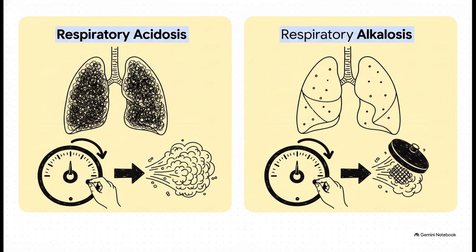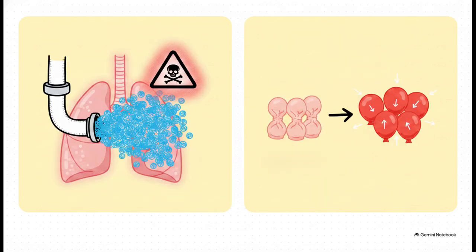Conversely, if you're seeing respiratory alkalosis, which is a dangerously low PaCO2 from hyperventilation, you must decrease the rate or tidal volume to allow the CO2 to safely build back up to normal levels. You are directly driving their pH balance. But managing CO2 is really only half the battle, right?